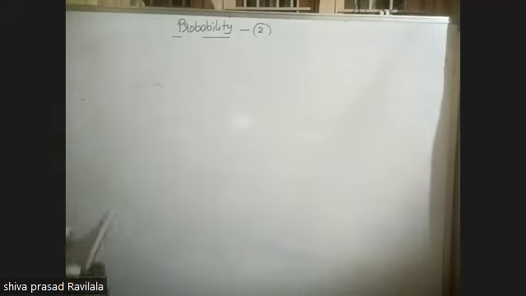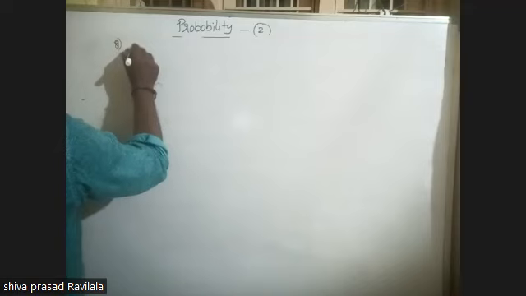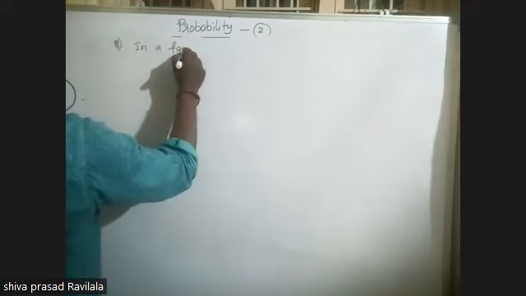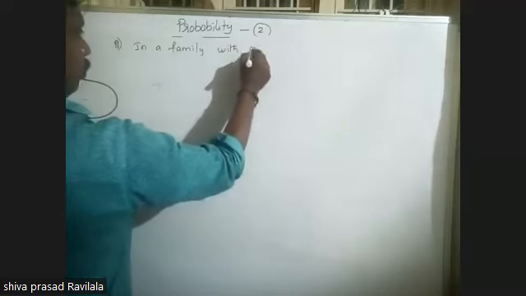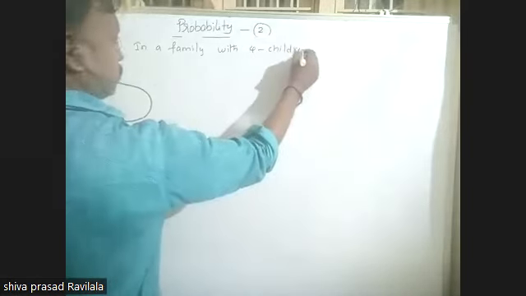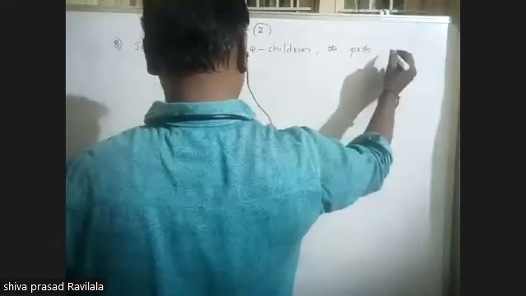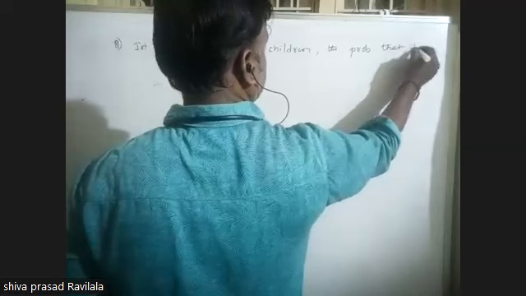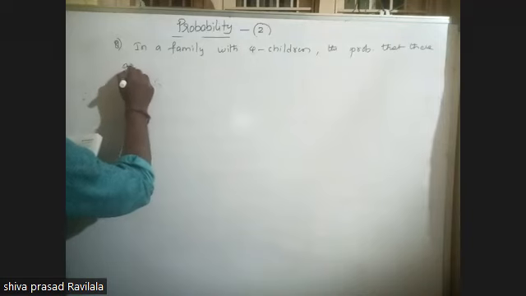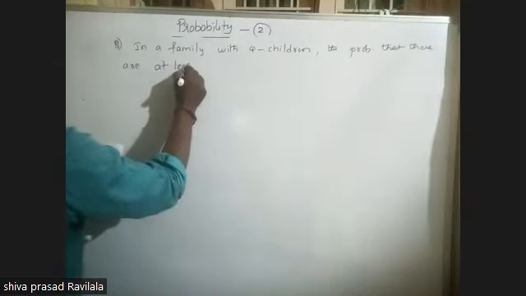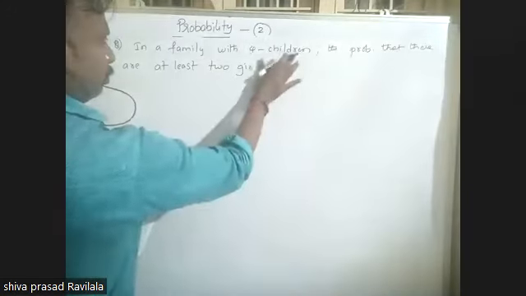Next student, write down this question. The 8th one. A simple question. In a family with 4 children, what is n of x? In a family with 4 children, find the probability that there are at least 2 girls.